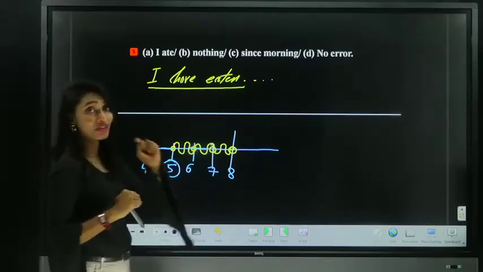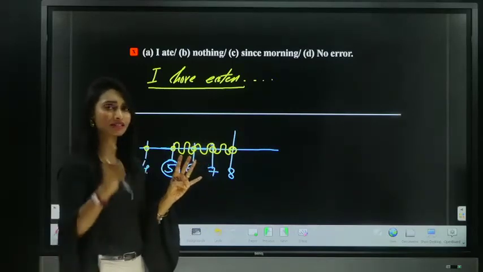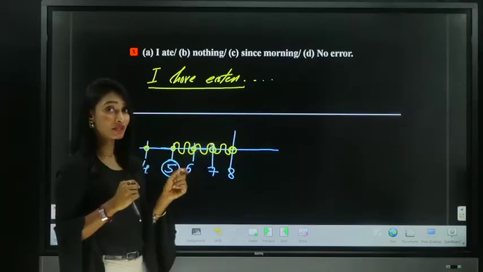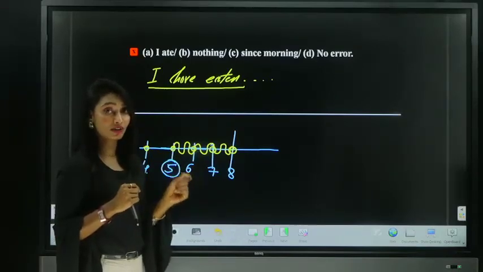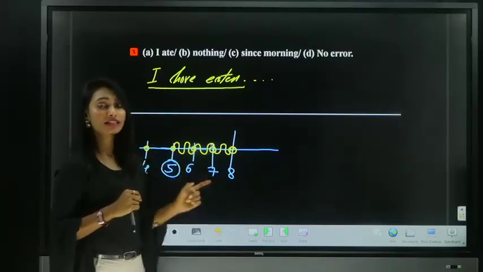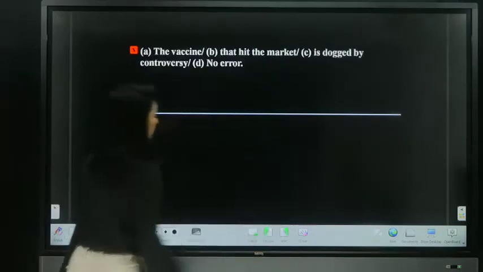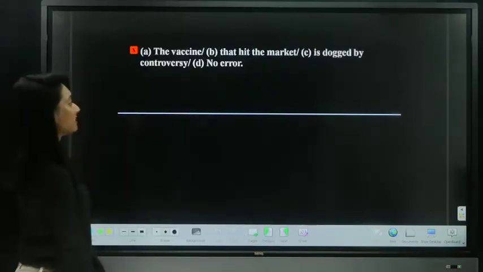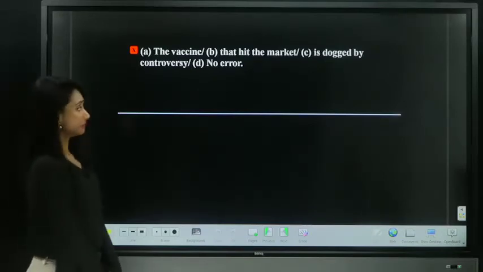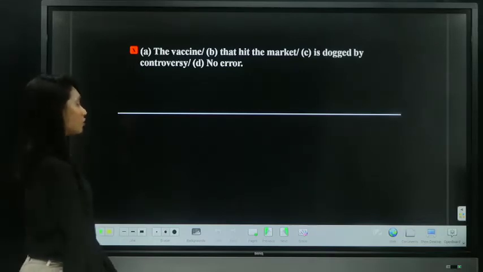See, I have given you 4 questions of the same kind, but you're still not managing to find the error. See, time indicator is what you have to concentrate on. Everywhere you find a time indicator, find it and check out what is the correct one. Look at the next sentence. The vaccine that hit the market is dogged by controversy. Quick.